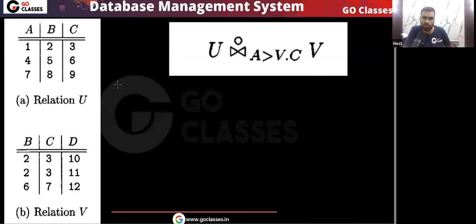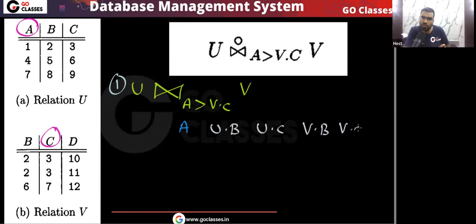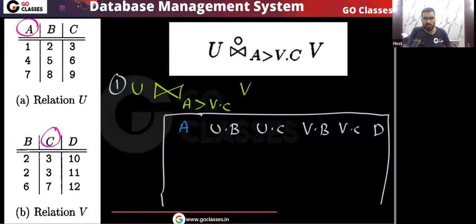First, you are going to do the conditional join. This conditional join is on U and V, and the condition is U.A greater than V.C. So tell me, by this conditional join, what will be the schema? Because we are doing a conditional join, the schema will be A, U.B, U.C, V.B, V.C, D. This will be the schema. Do you agree with me?